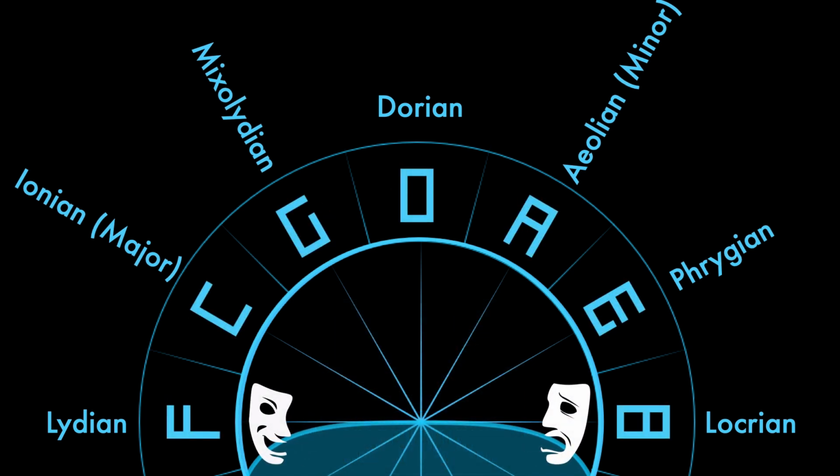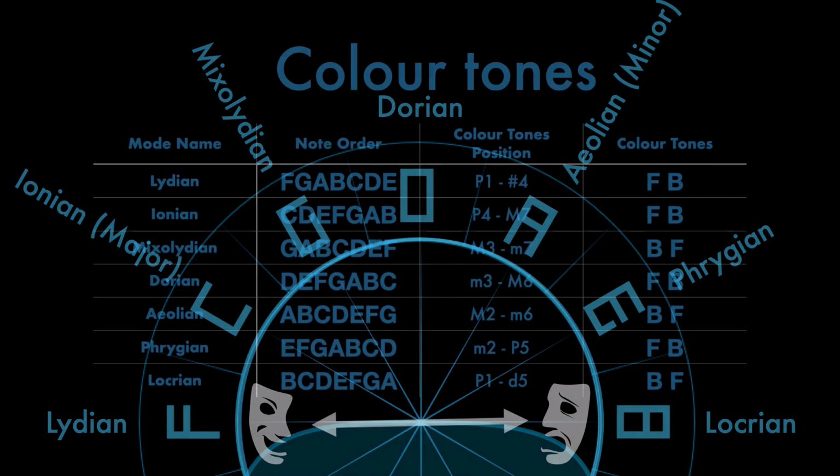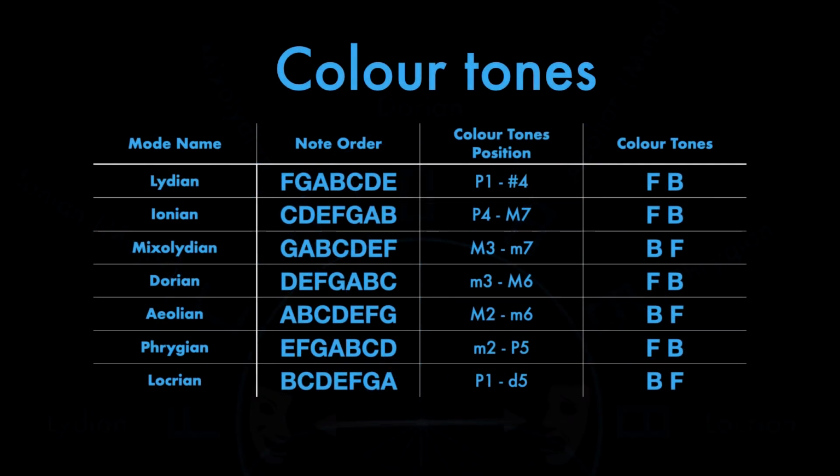All jazz modes contain 1 tritone interval. The sunrise Lydian and the sunset Locrian have an angle of 180 degrees and thus constitute a tritone. The position of tritone defines the ethos of the modes. This specific interval also forms what is called color tones in jazz modes.